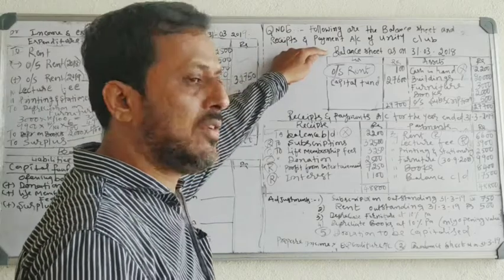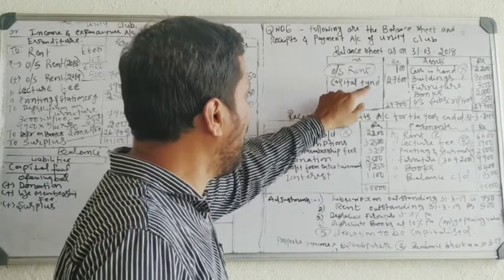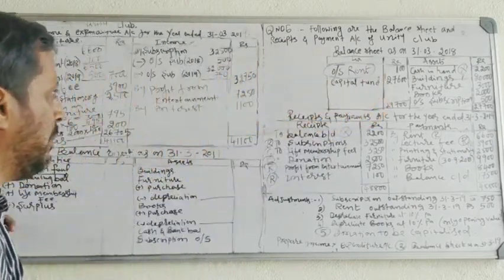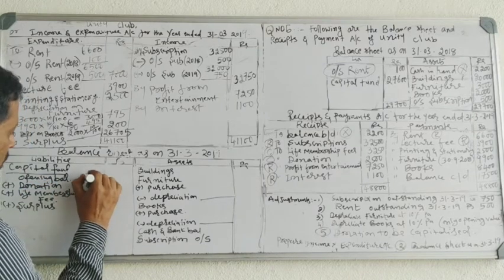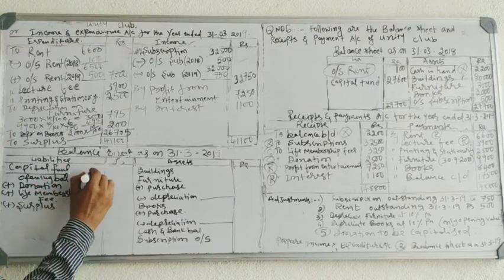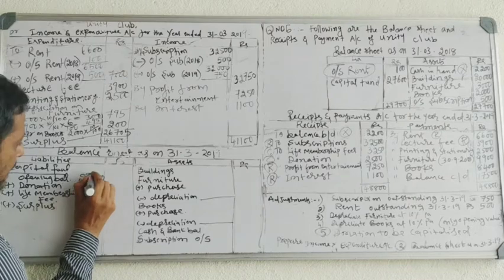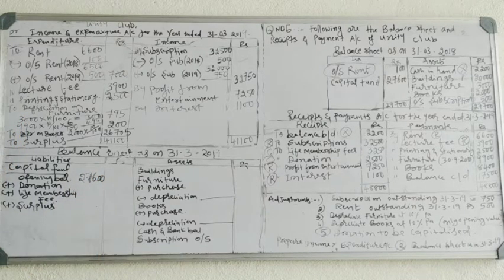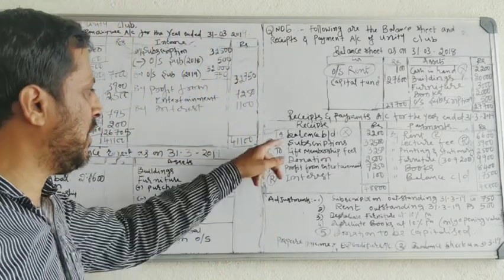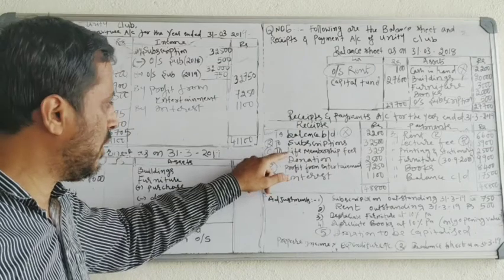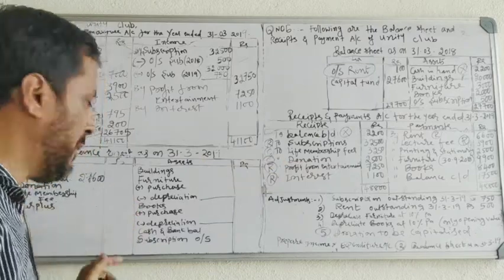We'll see the liability side of the balance sheet. Outstanding rent you have already deducted. Capital fund, you have to take capital fund. Capital fund opening balance is 27,600. After capital fund, you have to take capital receipts. Capital receipts are given on the receipt side of the receipts and payments account. Life membership fees and donations are the two capital receipts. These two capital receipts are added to capital fund.